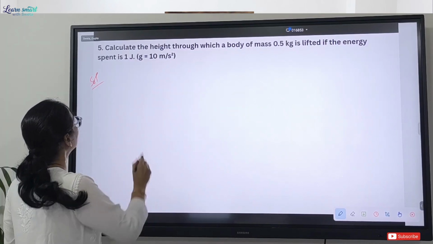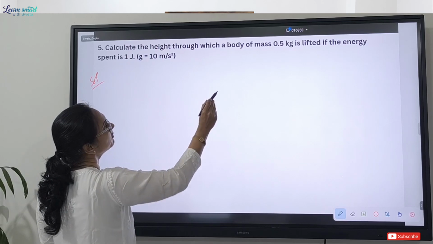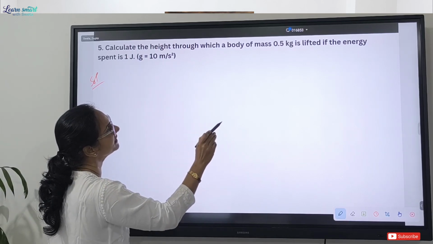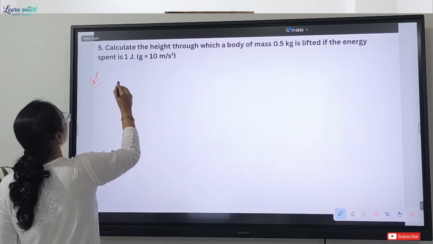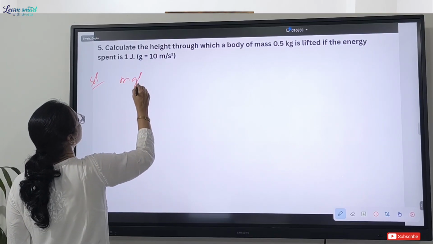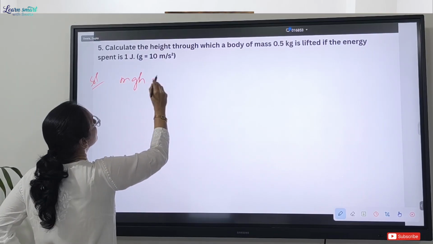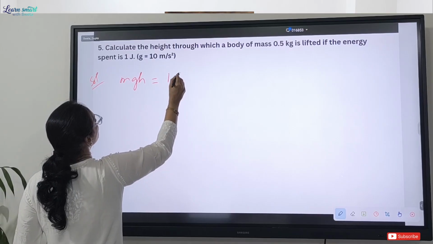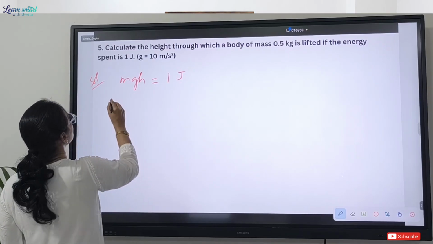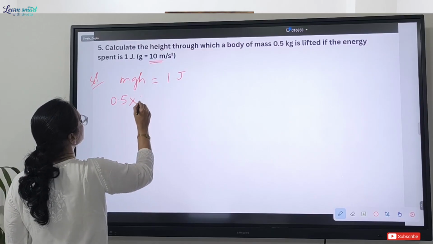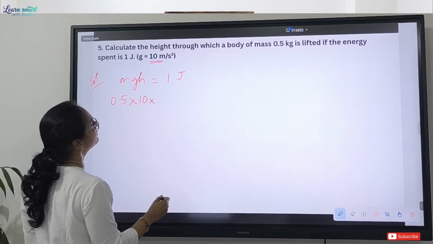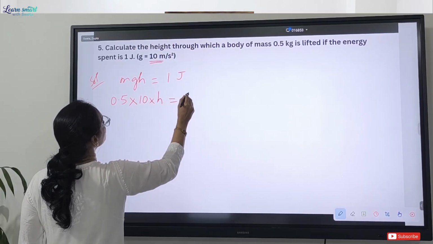Question number 5. Calculate the height through which a body of mass 0.5 kg is lifted if the energy spent is 1 joule. So we have to calculate the height. Now again we will write that mgh equals the energy which is 1 joule. So mass is given how much? 0.5 kg. For g they have told to use 10. So we'll take 10 and height we have to calculate. So this equals 1.